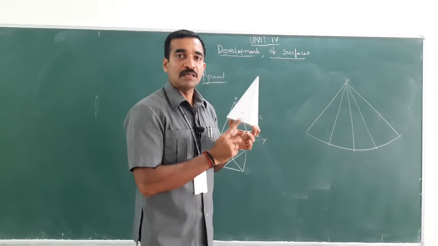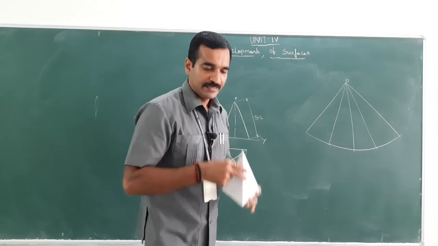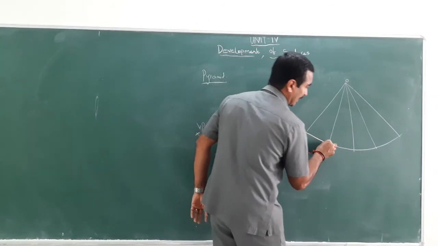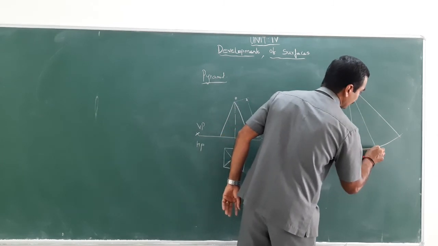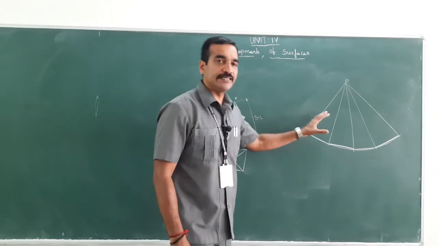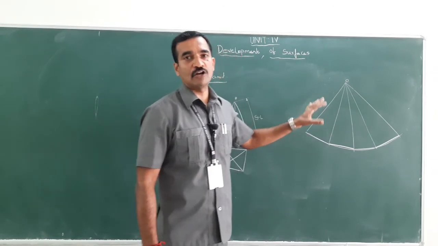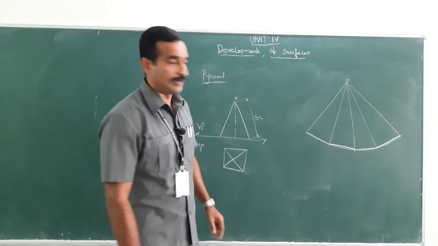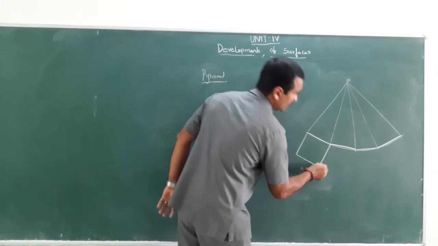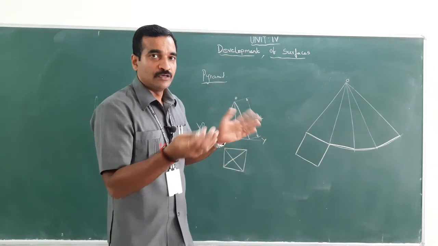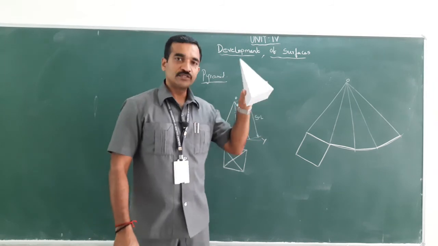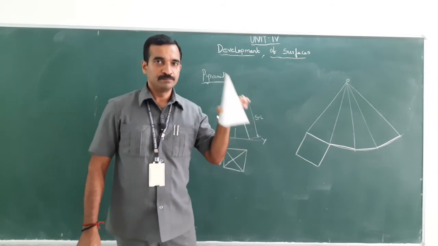Now look at here, the base edge is a line. So you'll have to do it in this manner. Straight lines, straight lines. Right. So this is the lateral surface development for the pyramid. This is the base. When you fold it, you could see the shape of a square pyramid.